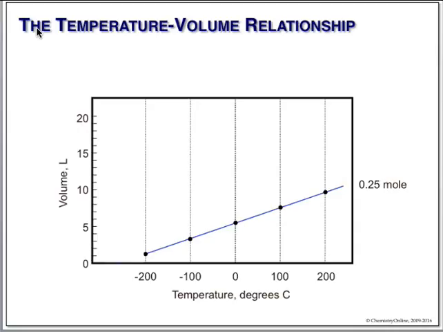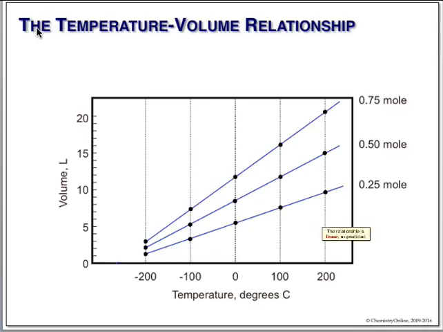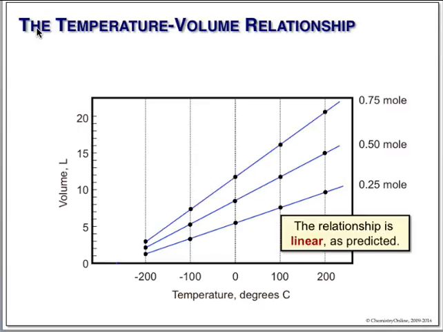Start off with 0.25 moles. As we lower the temperature, the volume decreases. And it's nice and linear, just like we expect. Do the same thing with half a mole. Same result, nice and linear. Temperature decreases, volume decreases. Same thing with 0.75 moles.